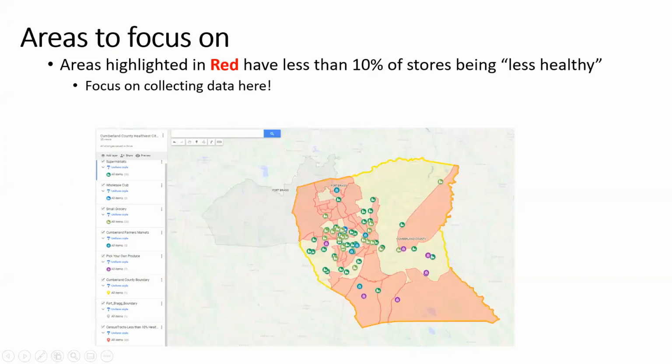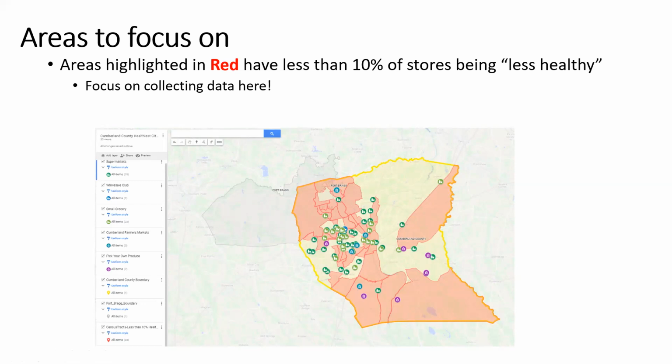And so again, the areas we want to focus on are the ones that are highlighted in red. So you can zoom in and out and see which areas those are. So we've got certain food access opportunities already mapped in there. But if there's stuff that's missing, definitely, that would be awesome.